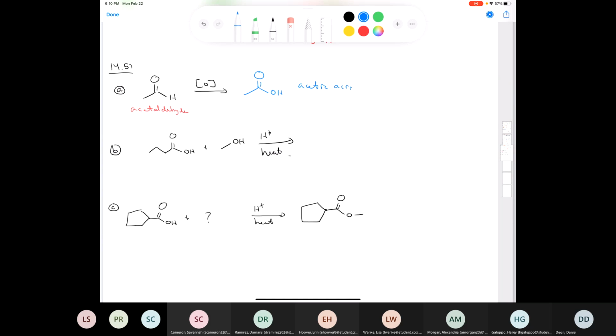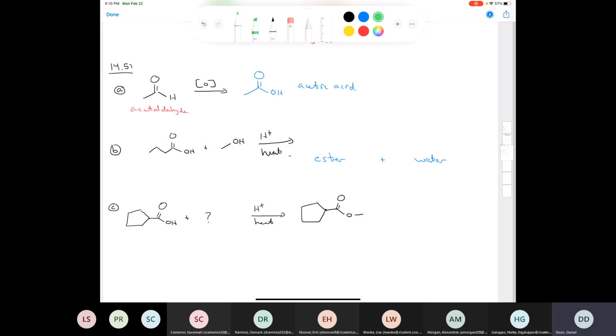And so you end up with acetic acid. If we take a look at the next one, this is one of the most important reactions covered in this class. I didn't mention it tonight until now, but when we take a carboxylic acid plus an alcohol, treat it with acid and heat it up, we get what's called an esterification reaction, where we form an ester, plus we get water.